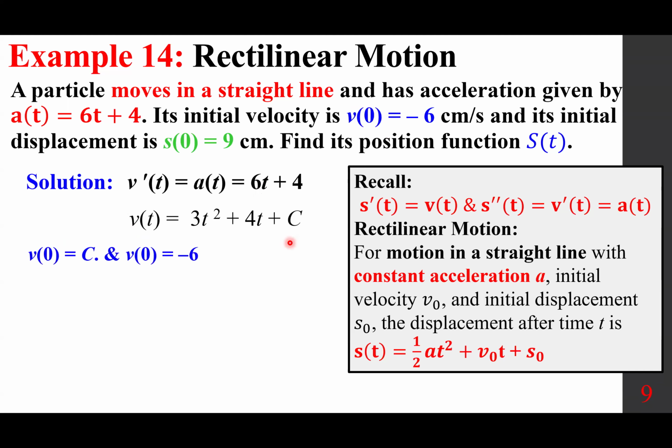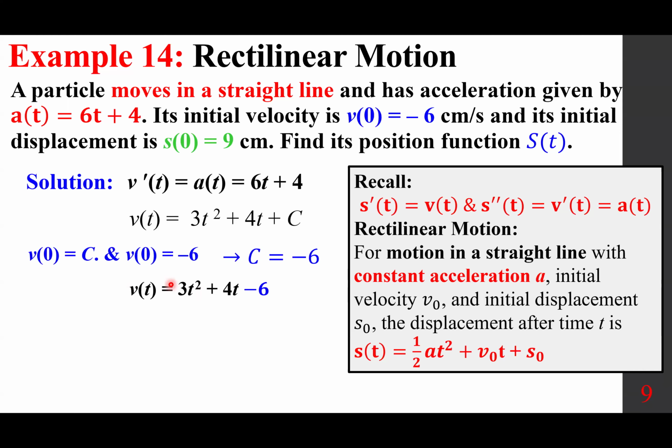So if I plug in 0 here, v of 0 becomes C on the one hand. On the other hand, v of 0 is -6, so C must be -6. And replace it, and we know the particular solution. Here's the velocity function. So if I integrate it again, or anti-differentiate, I get to the position function s of t.